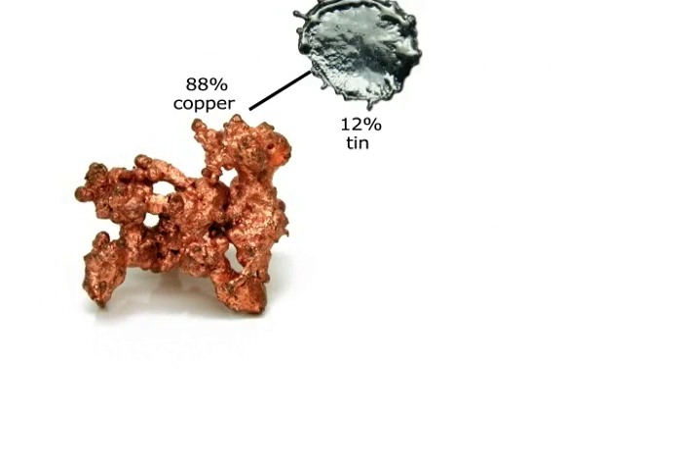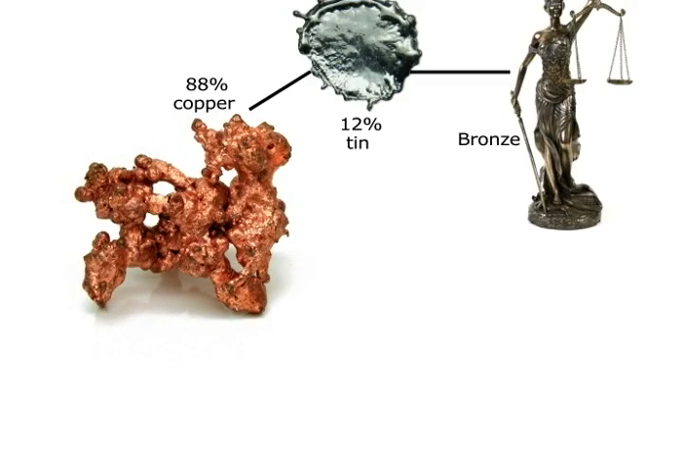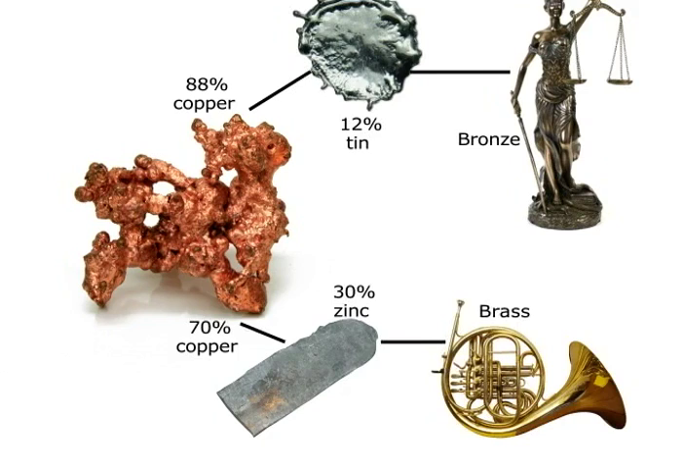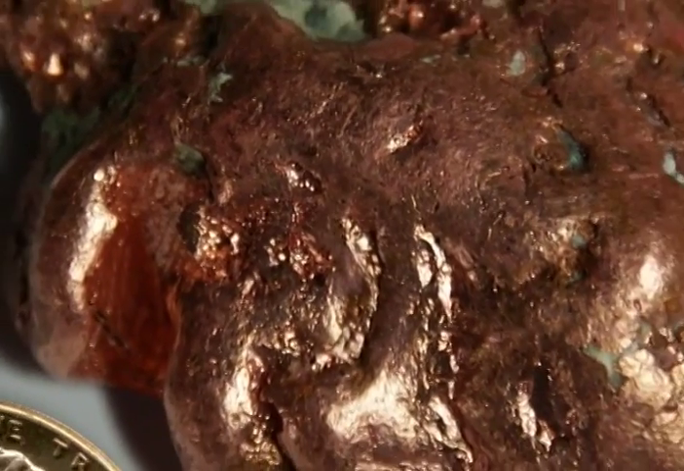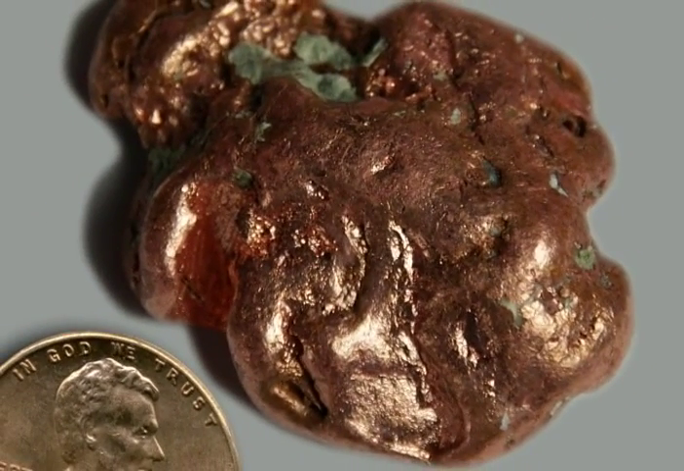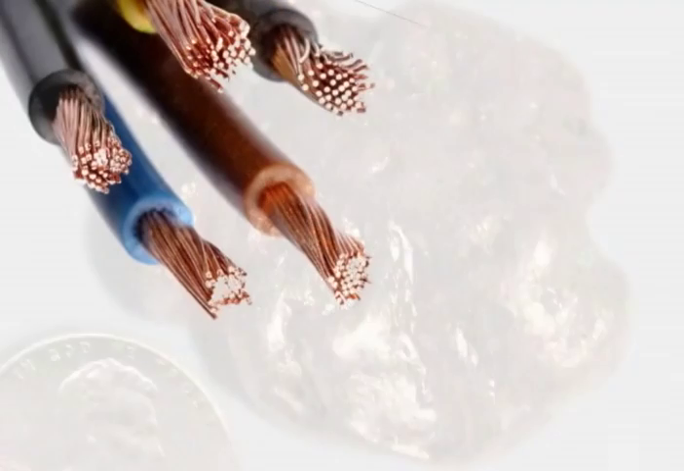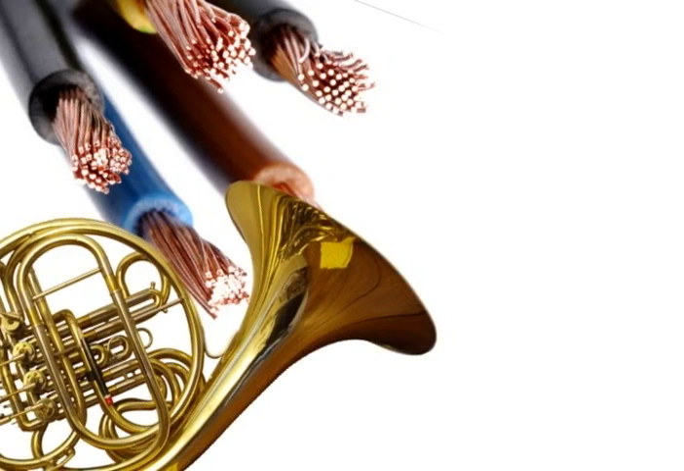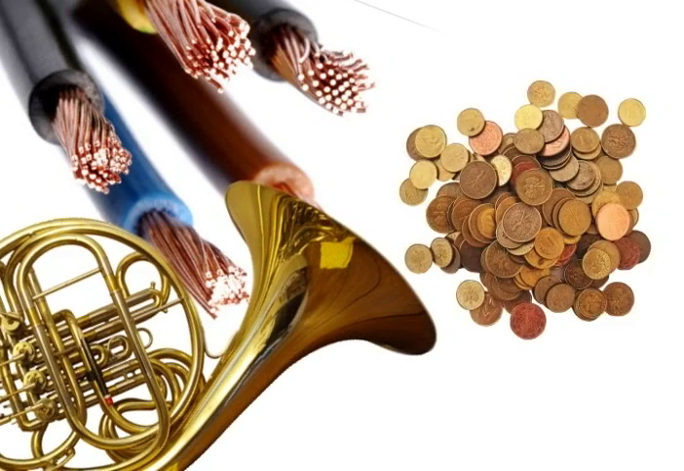Add a little tin to copper and you get hard bronze, a main candidate for ancient weapons. Add a little zinc to copper and you get corrosion-resistant brass. At one time, pure copper nuggets could be found just lying around on the ground. Electrical wiring is the primary use of copper and in alloys like bronze and brass, and of course, to make coins.